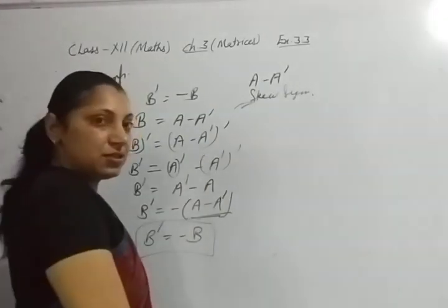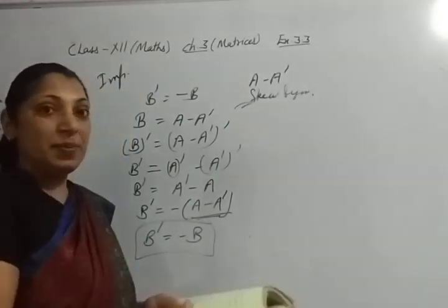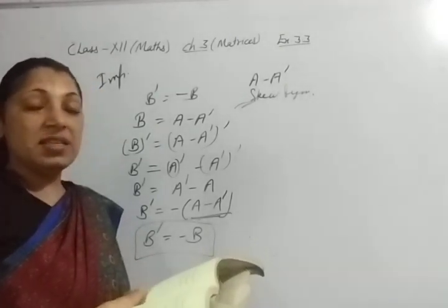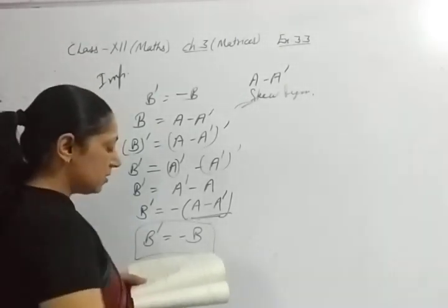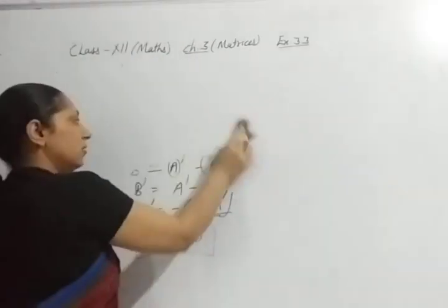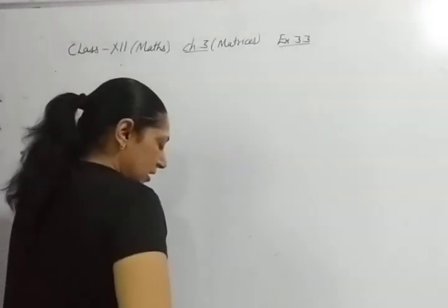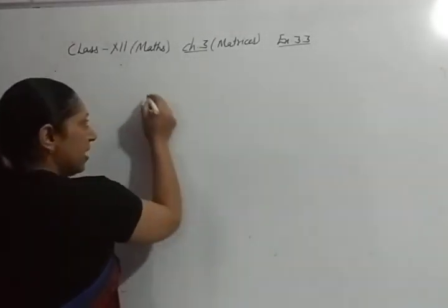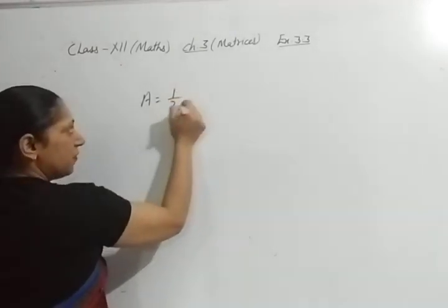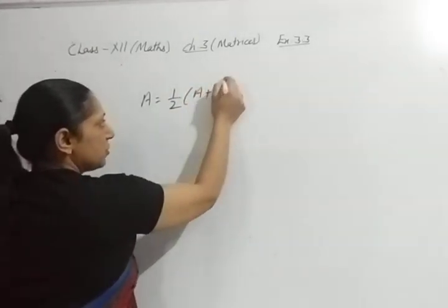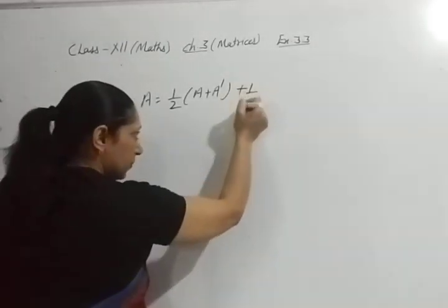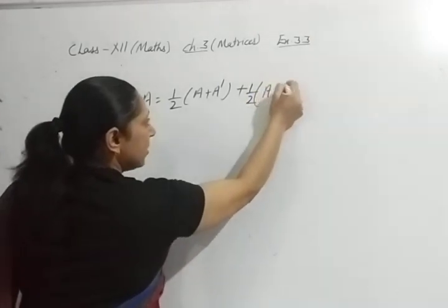Now come to our next theorem. Proof is not required, only the statement is required. Any square matrix can be expressed as the sum of a symmetric and a skew symmetric matrix. So suppose A is any square matrix, we can write A as half of A plus A transpose, plus half of A minus A transpose.